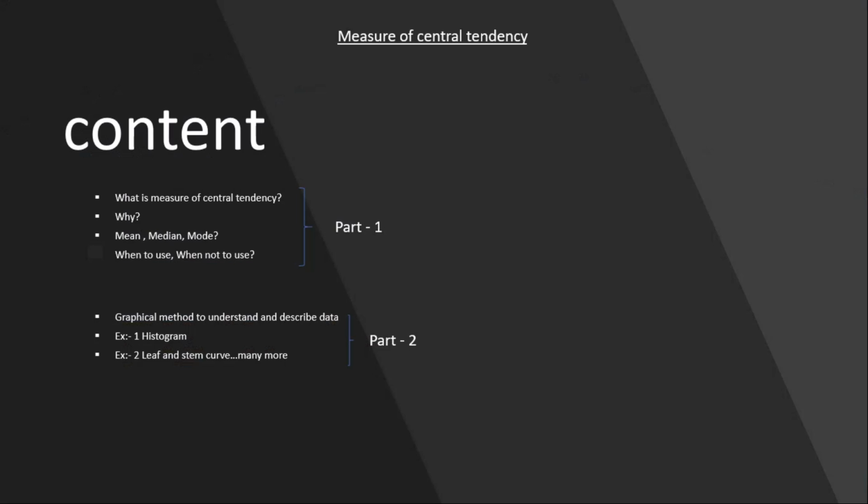So this is part one, and after that we will do the graphical method, an alternative way to understand the data and describe the data. You can also use graphs, and I will show you by the use of our software. So after part 1 I will compute the mean, median, mode in RStudio, and after that I will do the graphical method for understanding and describing the data in RStudio.